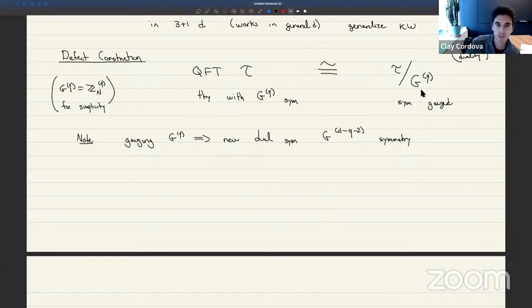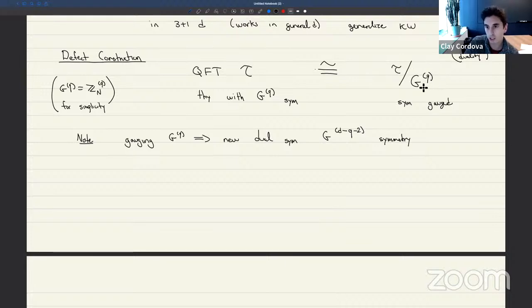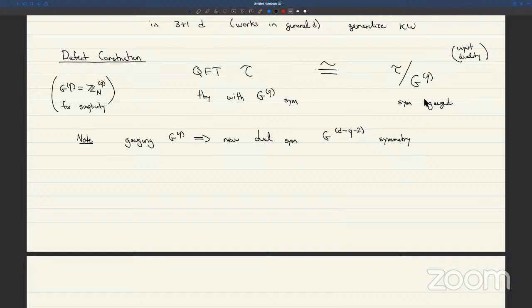So when I say I have a QFT with this symmetry, what I mean is I know it coupled to background GQ gauge fields exactly, including terms that depend only on these fields. And then I want this duality to hold, including the coupling to the new background dual symmetry. So I am keeping track of those counterterms, and that is important in that they will show up at places. So now I can ask the other question. If there is a duality, does the original theory tau also have G D minus Q minus 2?